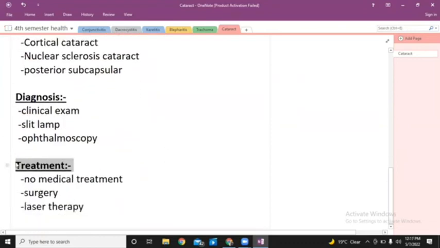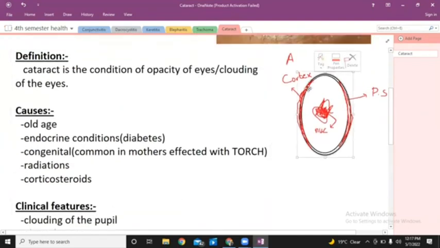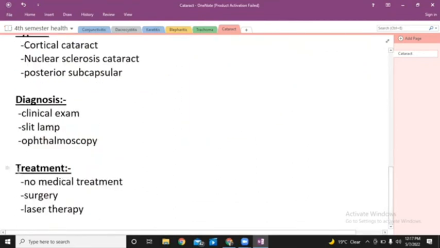How do you treat a patient of cataract? There is no medical treatment for cataract. You cannot treat a patient of cataract with medicine. You can only advise him to go for surgery. Cataract surgery is advised at this stage of the disease. And in modern times, there is laser therapy by which we can shed the cells of the cortex, and you can easily cure the opacity or the damaged tissues and repair them. So these things can help.